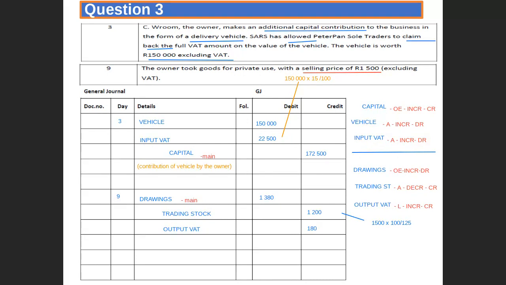We understand. And please keep practicing. Please practice, guys, make sure. Yes, I like that. Thank you so much for that. And let me just put it here for the sake of those who don't understand. How do we get the drawings amount?